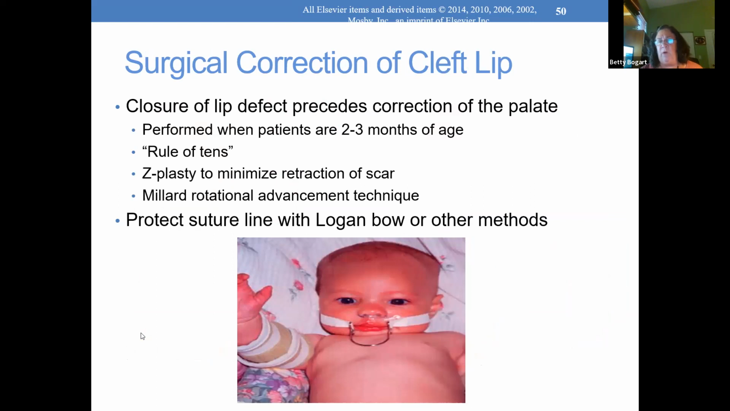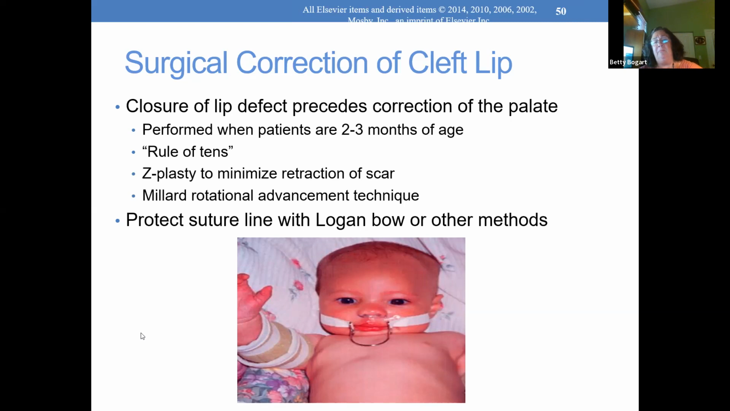These children, what do infants do? What calms them down? Oral, right? Can they suck a pacifier? Can they suck a bottle? Can they nurse? Can they breastfeed? It's a very difficult thing for them. So we correct it as soon as we can. It's better for the child.